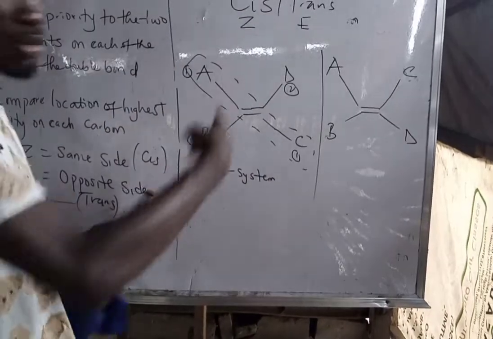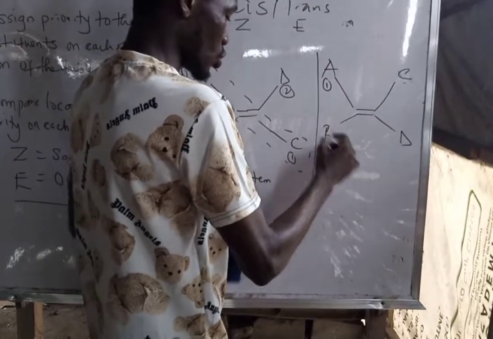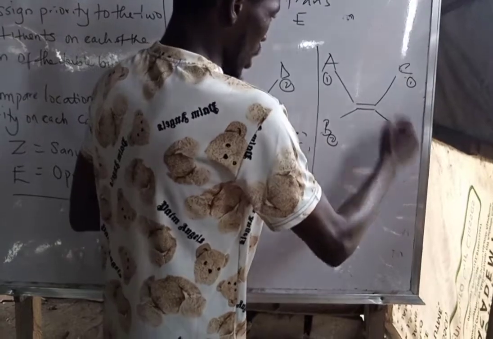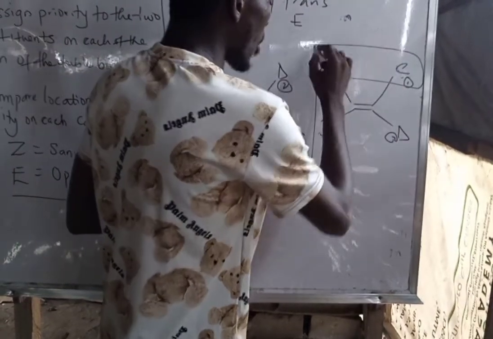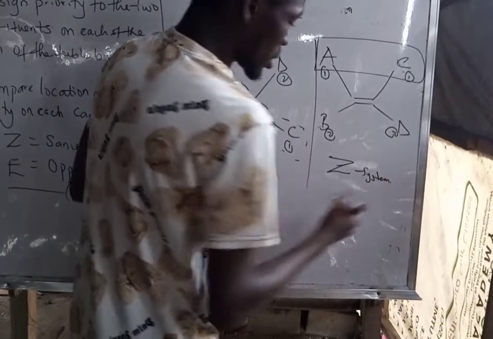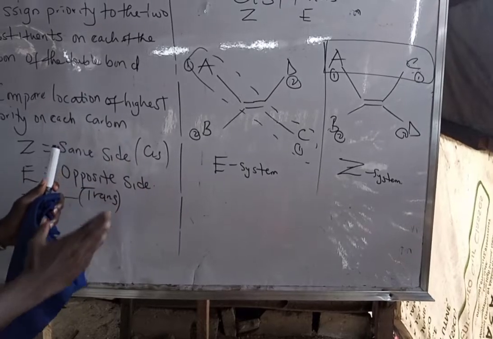Let's move to the second one. A has higher priority than B, so we have 1 and this one is 2. C has higher priority than D, so we have 1 and we have 2 here. So they are facing each other, that is, they are on the same side, so we can take this one to be our Z system. You can see that it's very simple to identify your Z and E system.